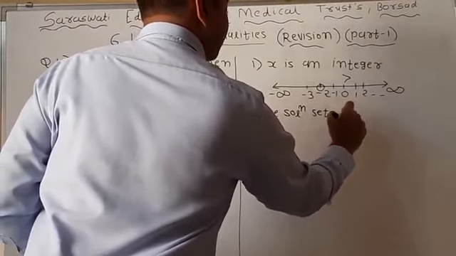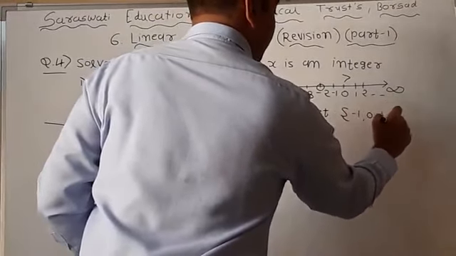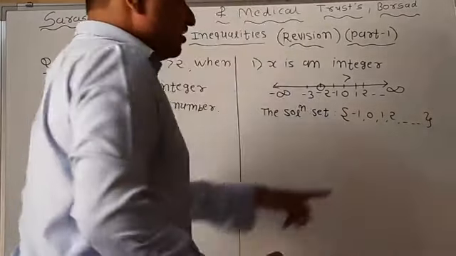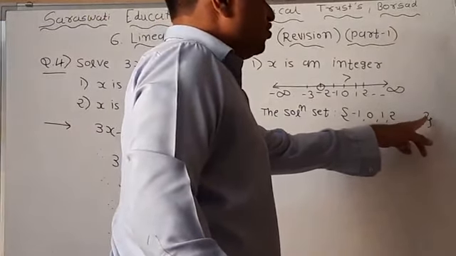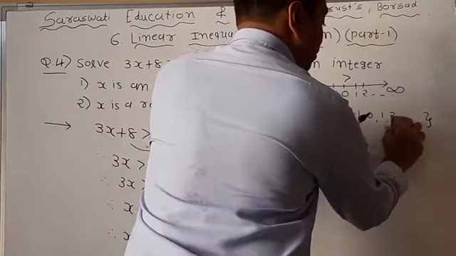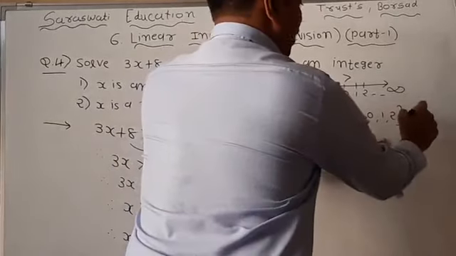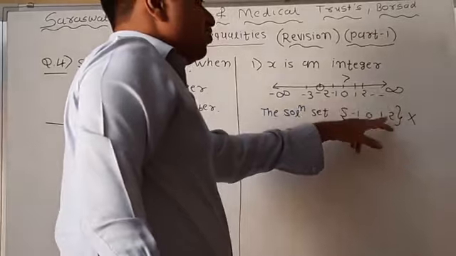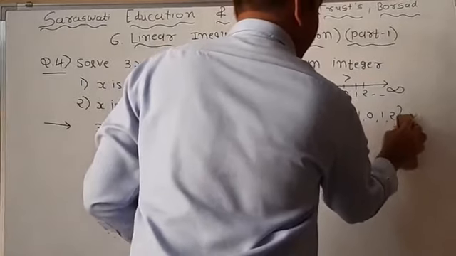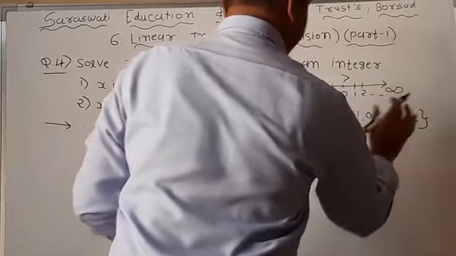Now the answer is written in set form. So minus 1, 0, 1, 2 and up to... It is compulsory to mention the dotted sign here, because this dotted sign is going up to infinity. Suppose we write only minus 1, 0, 1, 2 and the set is over. Then this answer is wrong, because this line does not stop here. This line is going up to infinite terms. So that's why we must write it up to the dotted line.